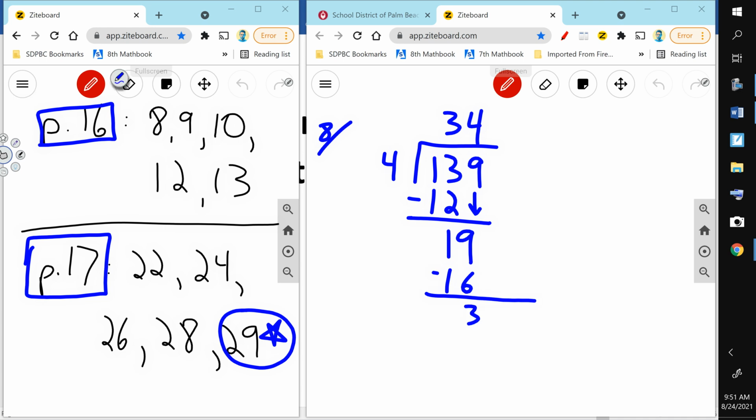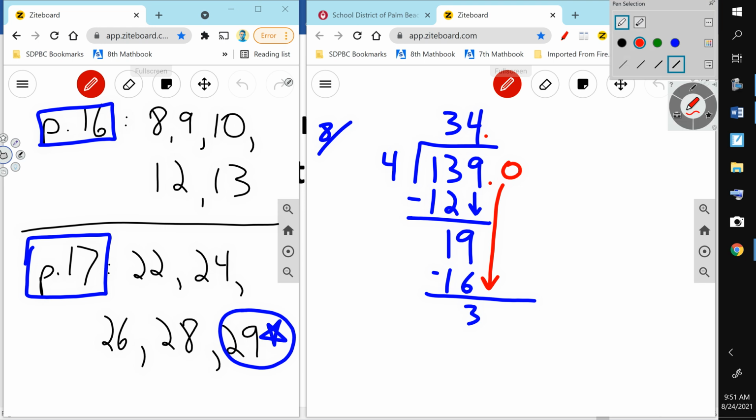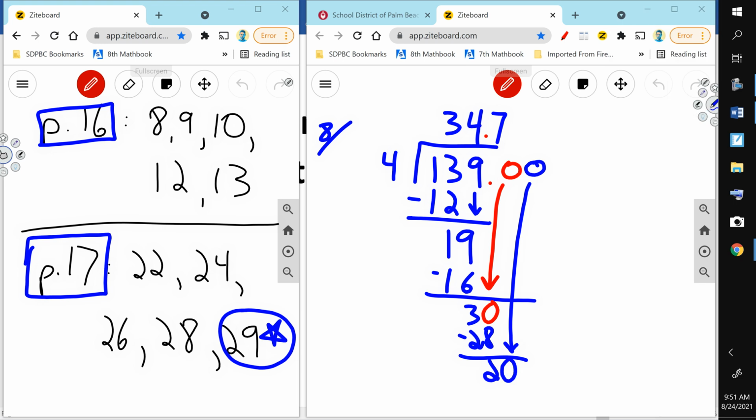Now we have a remainder, so we're going to remember we have remainders. We're going to go decimal, decimal, 0. We're going to bring that down. And 4 goes into 30, we're going to put the 30 right here. It's going to go into 30 7 times to get 28. We're going to add a 0 and bring it down. And then 4 goes into 20 how many times?